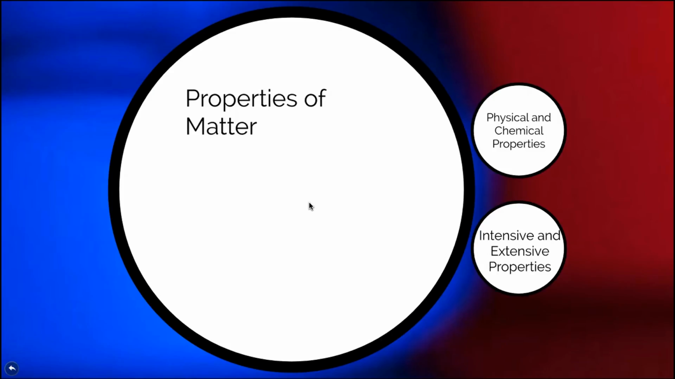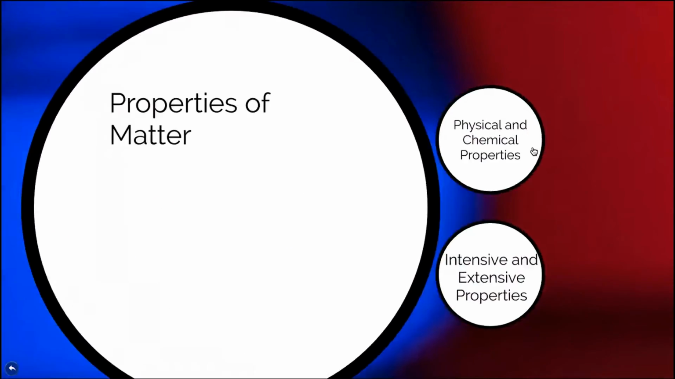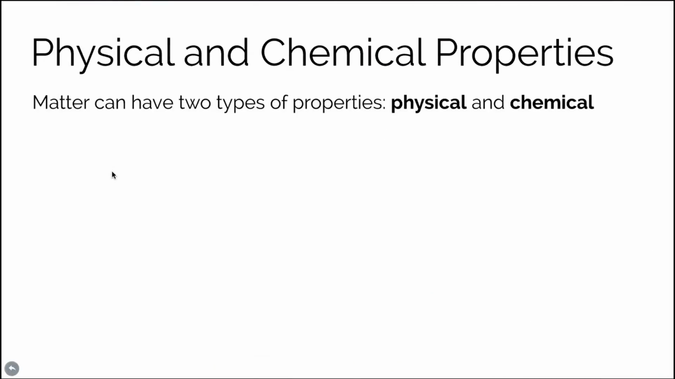All right, next we get into the properties of matter. So let's start with the physical and chemical properties and how we can tell them apart from each other. We can describe the properties of matter in two ways. They're either physical or they are chemical properties.